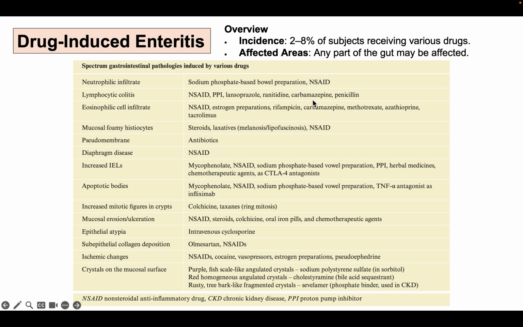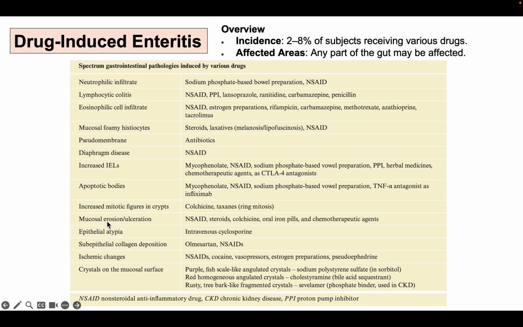Then the drug-induced enteritis or enteropathy. 2 to 8% of subjects receiving various drugs develop enteropathies. NSAIDs are the most common, then PPIs (proton pump inhibitors) like lansoprazole, laxatives, mycophenolate, steroids, and olmesartan. All these will lead to symptoms similar to celiac disease, like lymphocytic colitis, eosinophilic cell infiltrate, pseudomembrane, then diaphragm disease, increased IELs (intraepithelial lymphocytes), and apoptotic bodies in mycophenolate. So all these are the features.